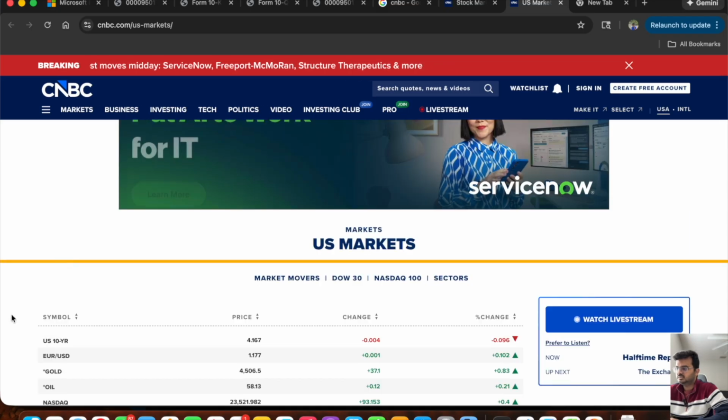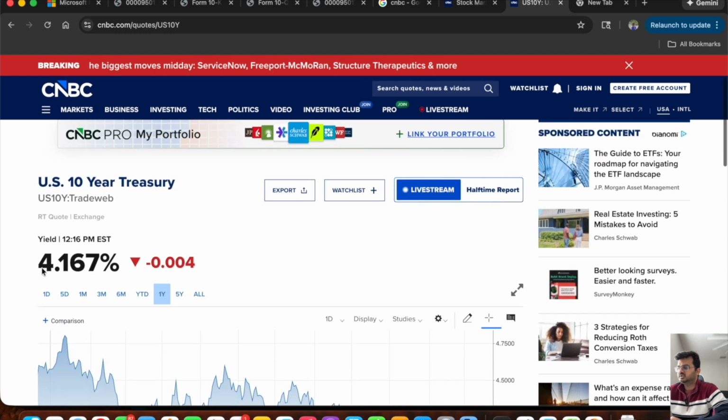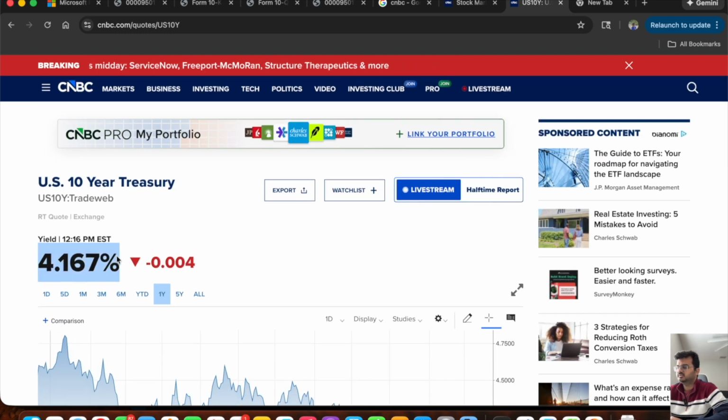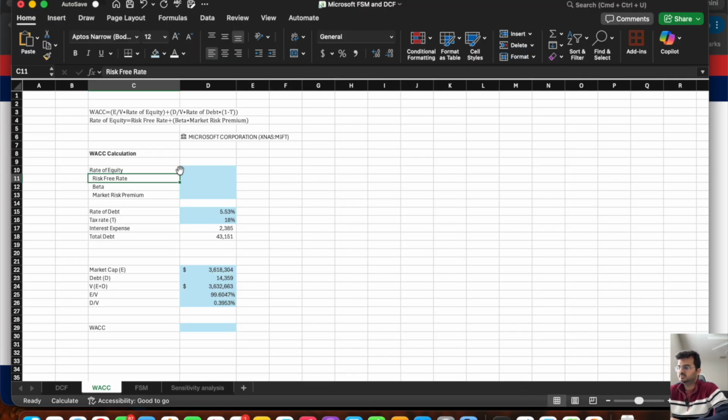Here the first one we will get, this is US 10-year. If you just open, you could see US 10-year treasury. It says 4.167%, which means if you have some cash, you go and put it in US treasury for 10-year, you will get 4.16% as an interest per annum. So this is the risk-free rate which I'm going to use here.